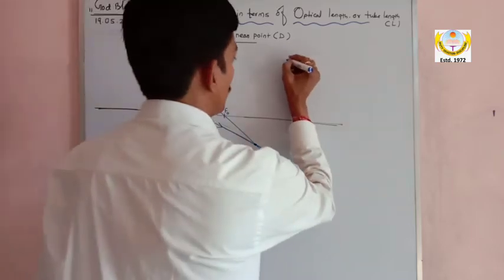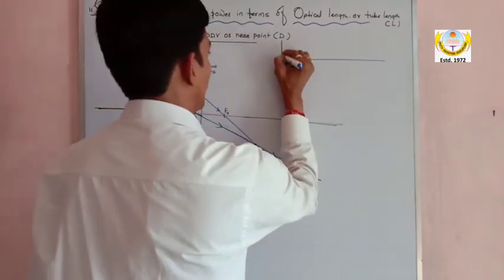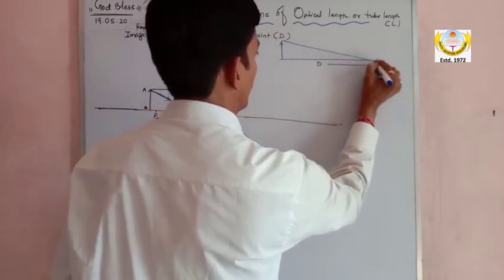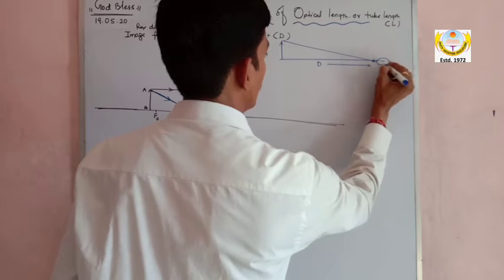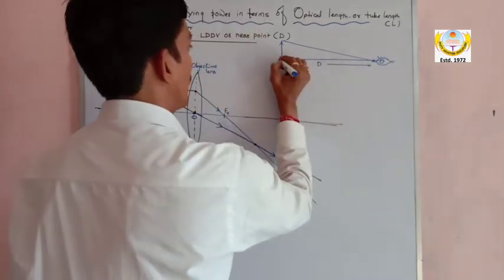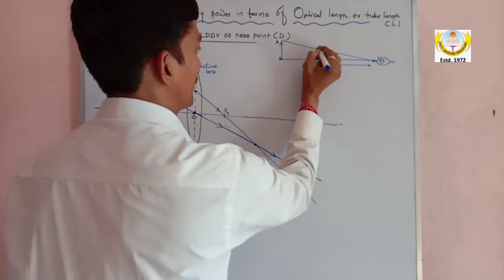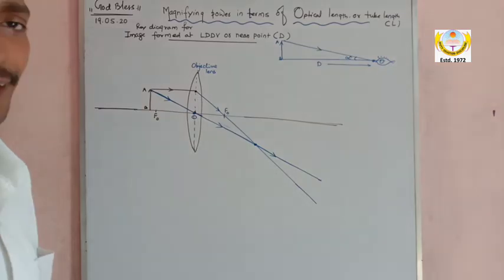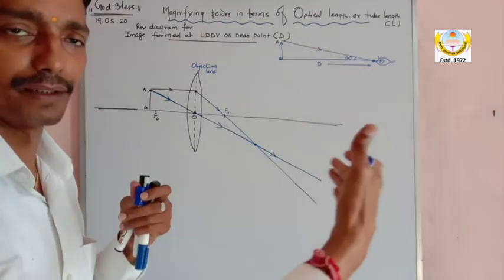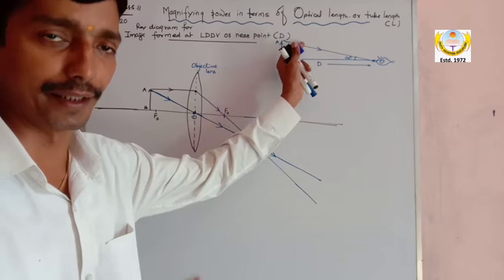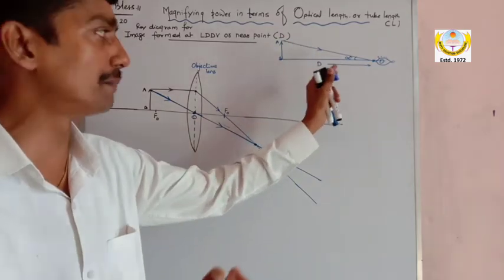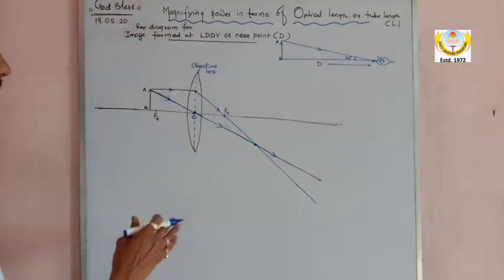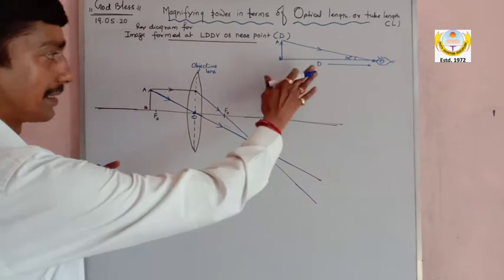The earlier situation was this: the object was actually at the least distance of distinct vision, my dear, if you all remember. Am I clear? The object is at the least distance of distinct vision, subtending an angle of alpha at the normal point. I am keeping the object and observing it at the near point with a normal eye. Am I clear, my dear? This is the earlier situation.